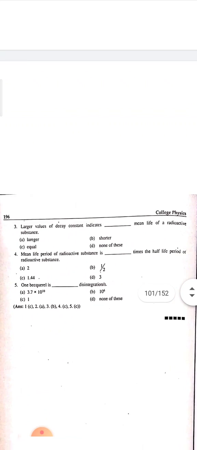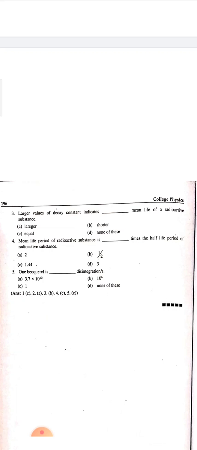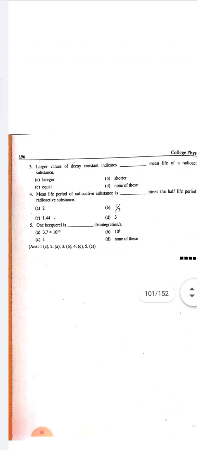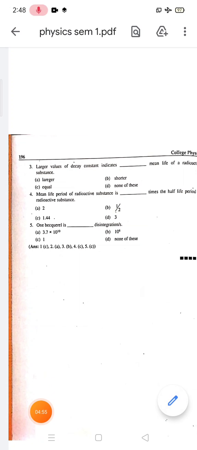The larger the value of the decay constant, the shorter the mean life of the radioactive substance. The mean life of a radioactive substance is 1.44 times the half-life, that we have seen. 1 becquerel is dot dot disintegration per second. 1 becquerel is equal to... okay. This is about the different MCQs that may be there on this topic. Here Unit 1 of Physics 2 has been finished.